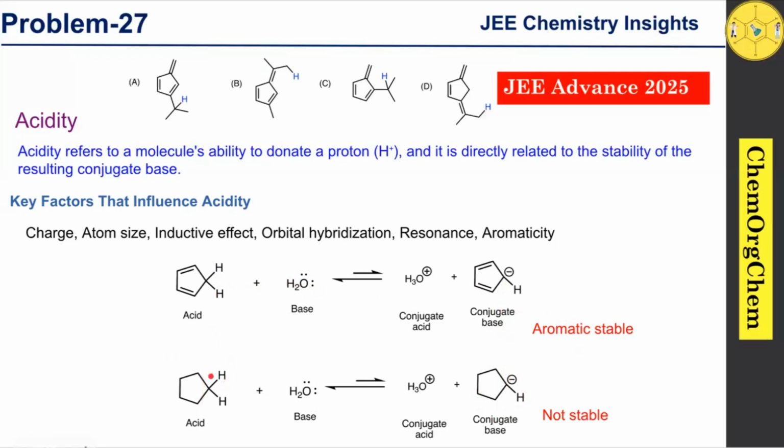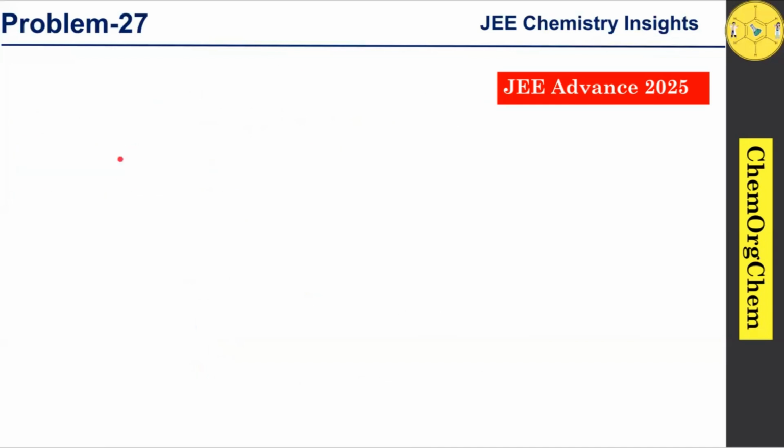Based on this, let's solve together to find the correct option for this question. Just like that, now take our option A. Imagine that this hydrogen atom is donated to a water molecule, resulting in the generation of the conjugate acid and the corresponding conjugate base. Now see whether this conjugate base is aromatic and stable or not. This compound is resonance stable only.